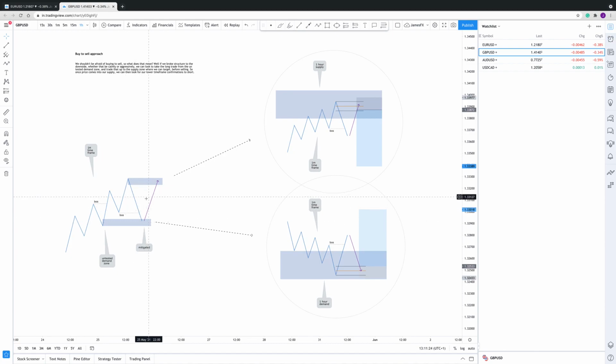So this move now has been mitigated, this demand zone. We've seen a push off, so we can now classify this as a completed move. Once price comes down, there's not much real reason why this demand zone will hold again, because it's been mitigated already from this move here. So we can see price come down and take out these lows here.